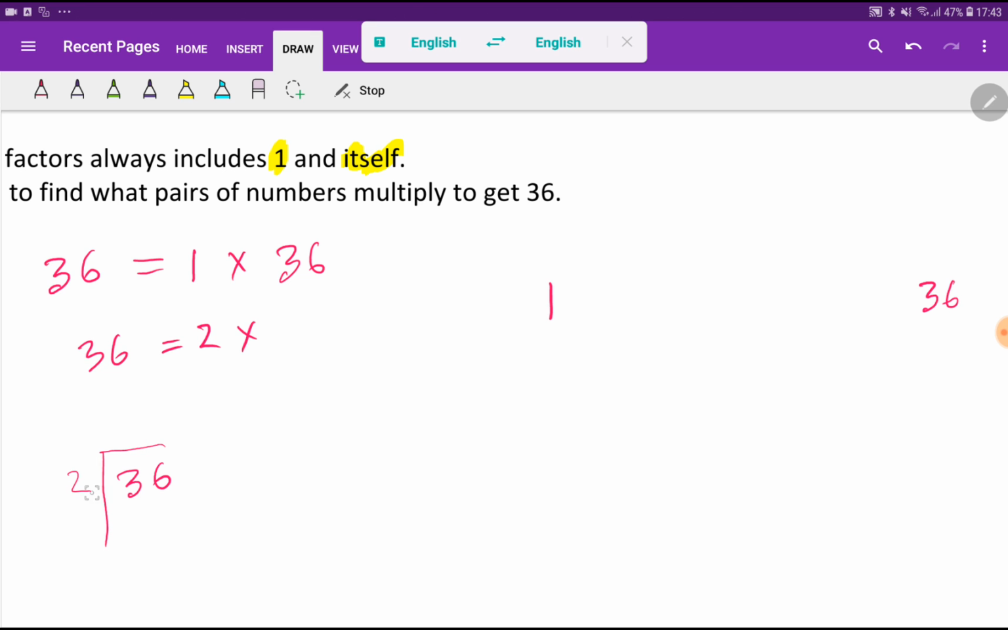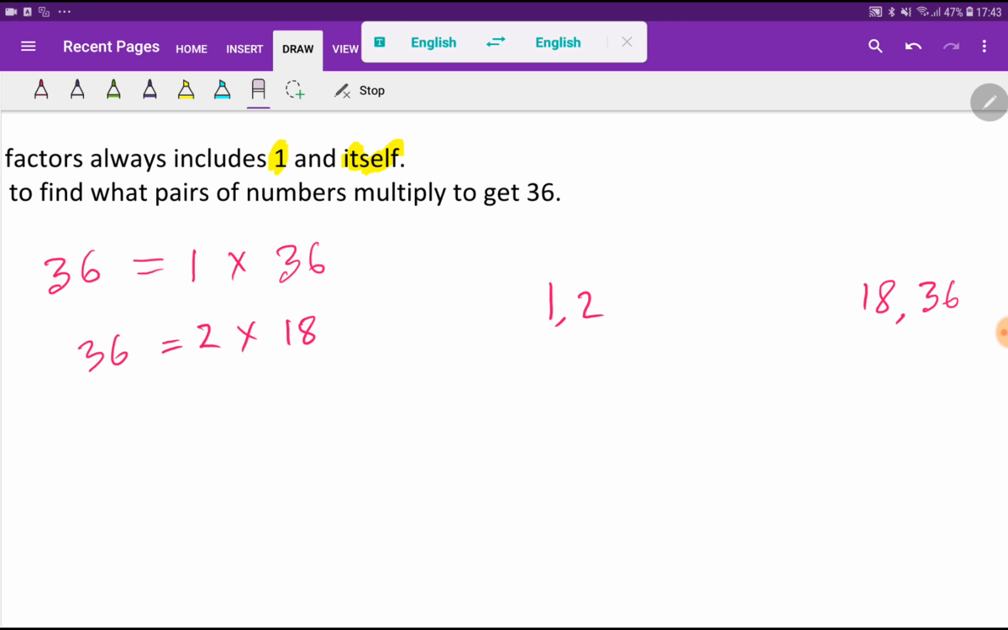If I divide 36 by 2, then I'll get 18, right? That is, 36 is divisible by 2. So 18 is the quotient, and the quotient will come here. Actually, this is the divisor and this is the quotient. So now I have to write the factors 2 and 18 here.